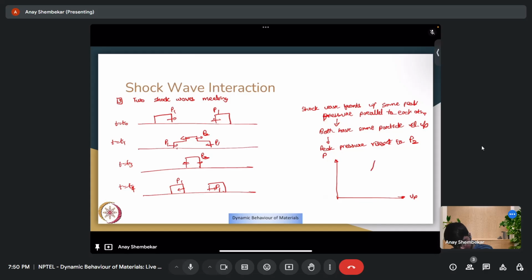So now the pressure. Suppose this is UP1, P1, then you would have something like 2UP1 and P2. So the exact value of pressure is determined by looking at this sort of plot.